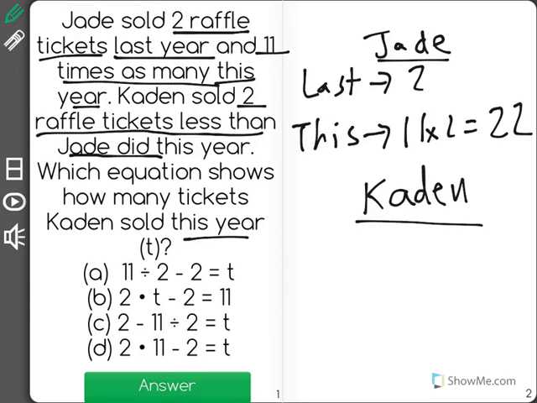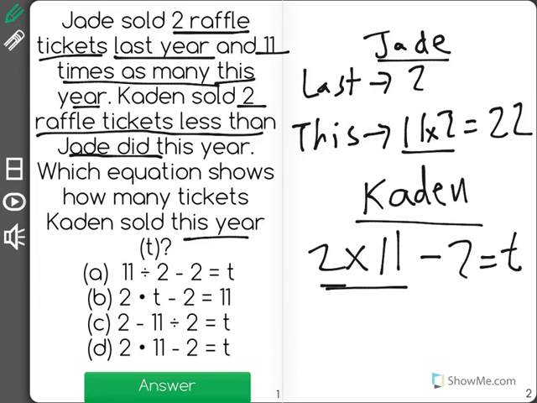Now we know Caden sold 2 less than Jade did this year. Well, Jade sold 2 times 11 this year, and Caden sold 2 less. So the answer choice that matches Caden would be 2 times 11 to represent how many Jade sold this year, minus the 2 to show that it was 2 less than Jade sold, equals T. Your correct answer is D.